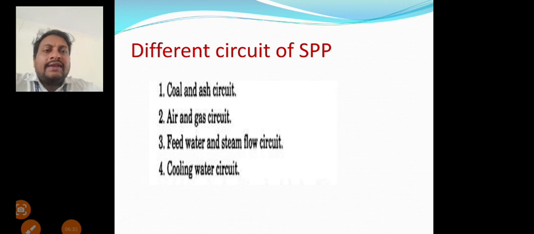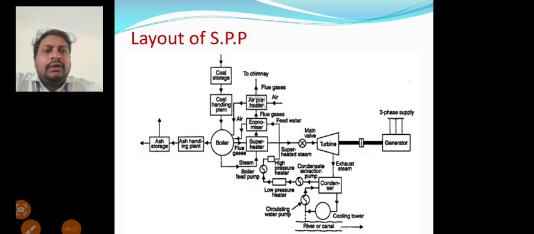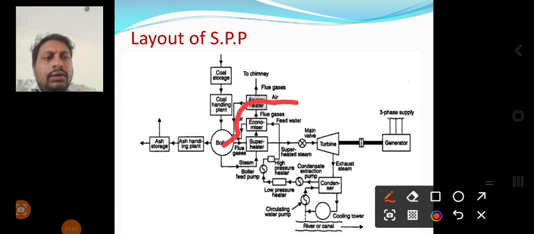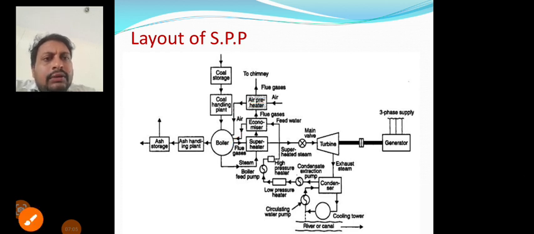The second one is the air and gas circuit. For combustion, we have a fuel, that is coal, and we also need air, because without oxygen no combustion is possible. So the atmospheric air is sent to the air preheater, then through filters. After that, air will be supplied to the boiler.